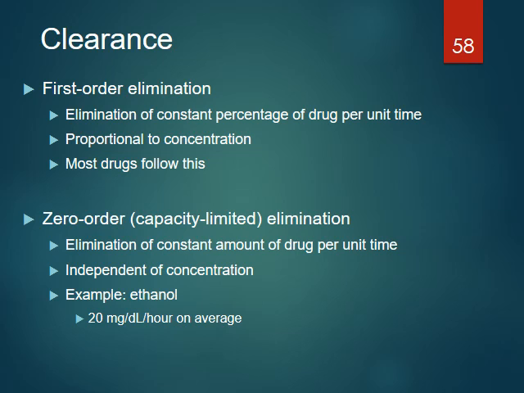On the other hand, I can have zero-order elimination, where I'm eliminating a constant amount of drug per unit of time. So this will be independent of concentration. It doesn't matter how high I get the concentration, the speed at which I'm clearing that drug never gets any faster or slower. A good example of this would be something like ethanol, where, on average, a non-chronic user of alcohol would metabolize around 20 milligrams per deciliter per hour. I'll show you some comparison pictures here so we can get a clearer idea of what first-order versus zero-order elimination is.